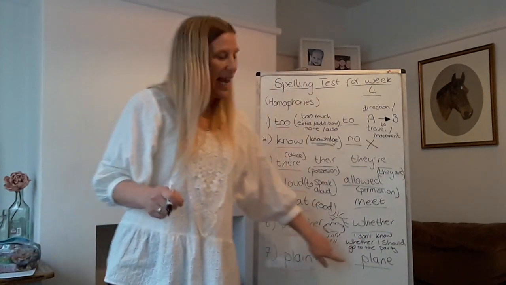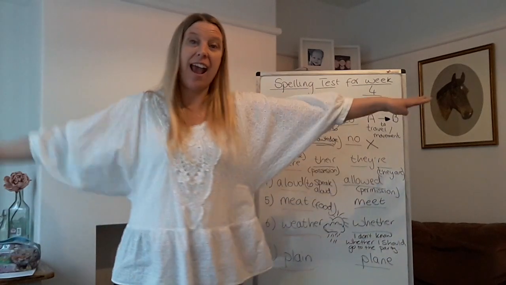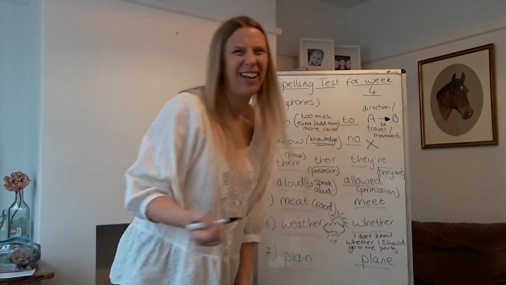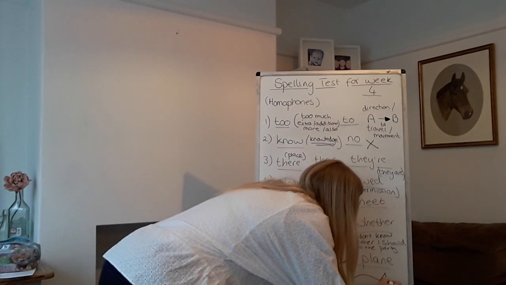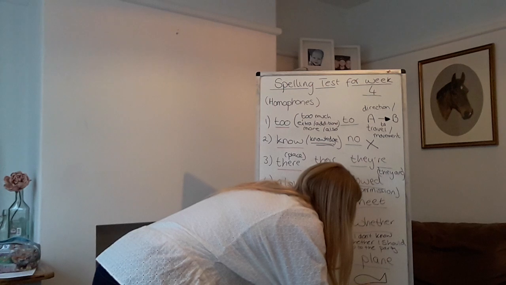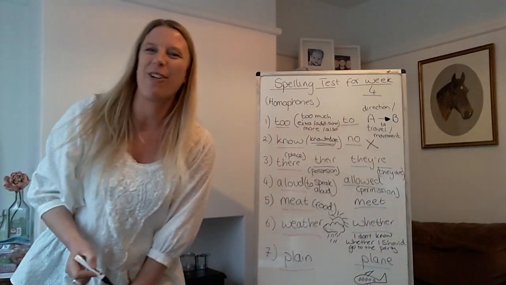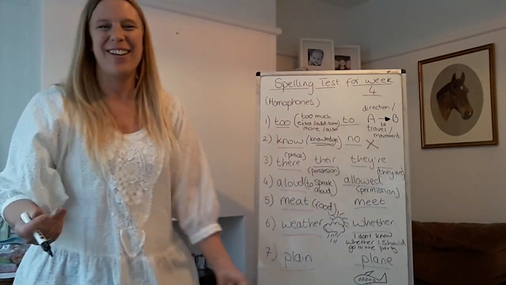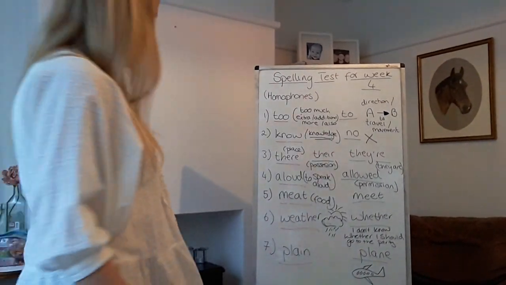And then we've got plane and plain. Plane as in an aeroplane. Okay, I can't draw these. An aeroplane. Looks more like a shark. That's an aeroplane, okay? That's an aeroplane, believe it or not.